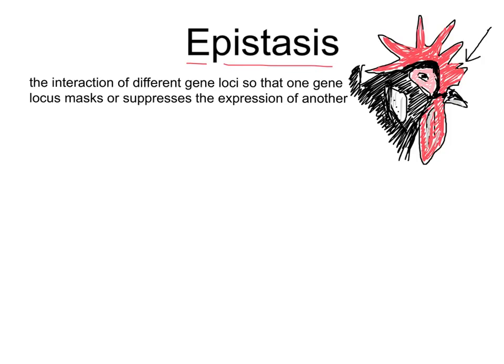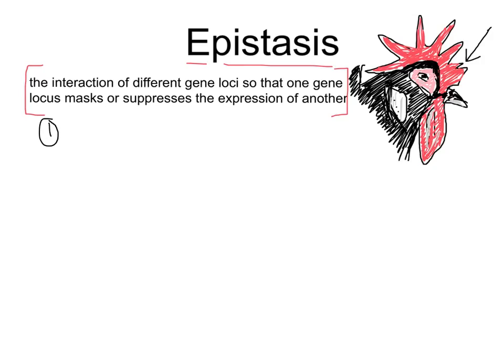So we've got the definition here. It is the interaction of different gene loci so that just one gene locus masks or suppresses the expression of another. Now, one of the big consequences of this is a reduction in phenotypic variation. And we really get there's two ways that we can bring about this epistasis. And I'm just going to make a note of these two here.